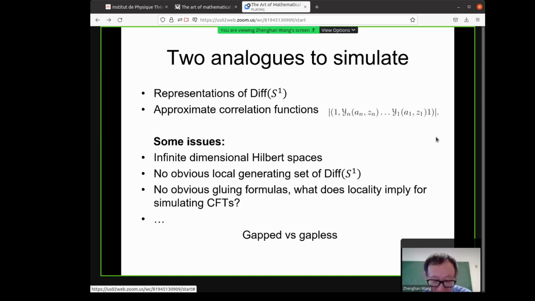Now you can see there are some obvious problems. First, as I said, in topological quantum field theory we have finite dimensional Hilbert spaces. The representation of the diffeomorphism group is infinite dimensional, and infinite dimensional is very difficult for quantum computers, because a quantum computer is a bunch of qubits, just linear algebra in finite dimension. The other problem is that the diffeomorphism group has no obvious so-called local generating set. It's very difficult to say what the complexity of a diffeomorphism of S1 is if you don't have an obvious generating set. And the other one is locality.